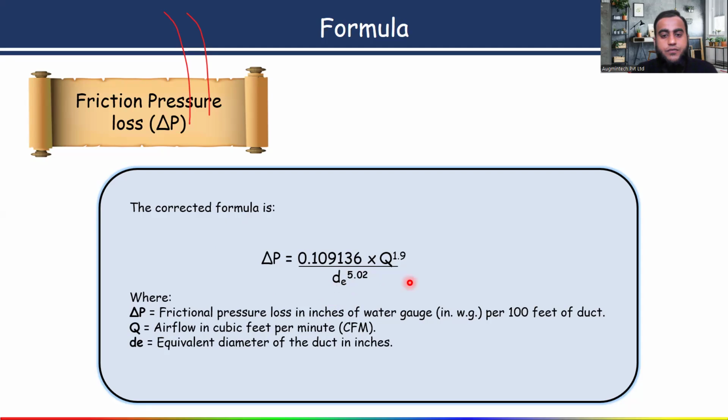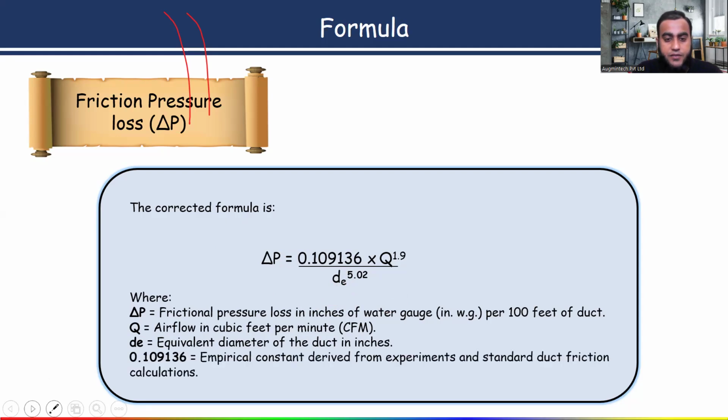Here I am just showing the formula, so you have to remember it. In a straight duct, this is the formula we have to use. Is it clear? And here the factor is the empirical constant derived from experiment and standard duct friction calculation. Now come to the next one.